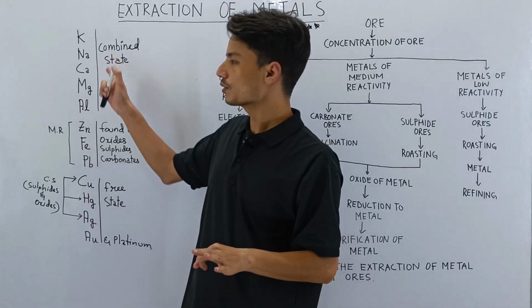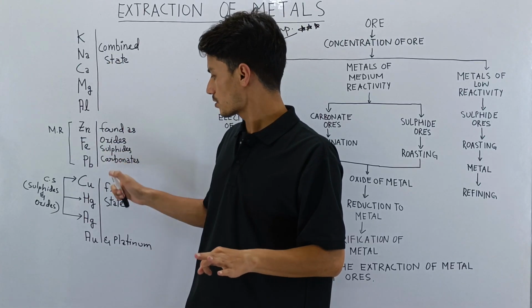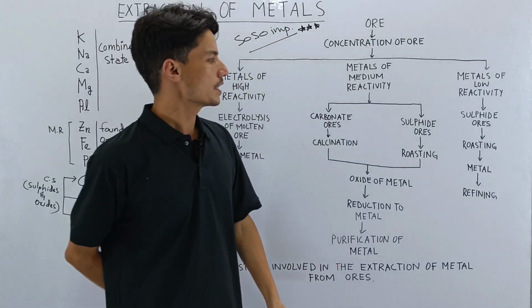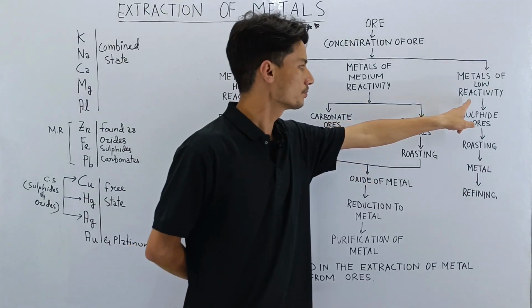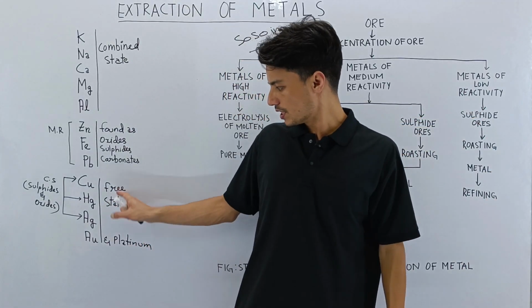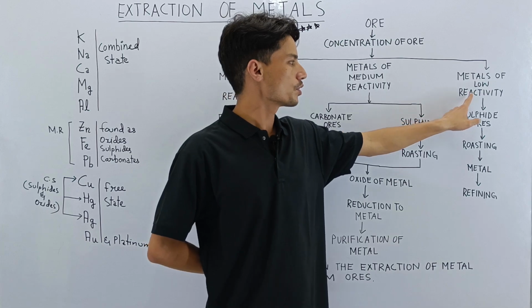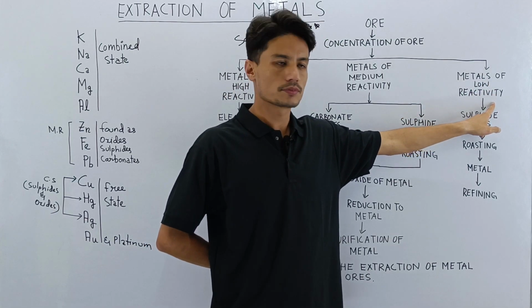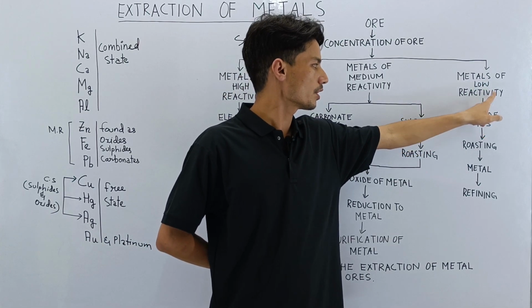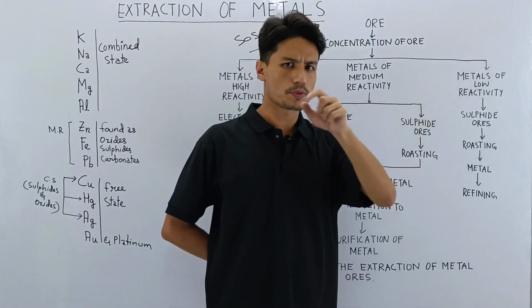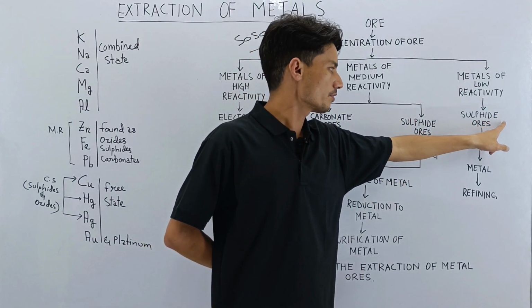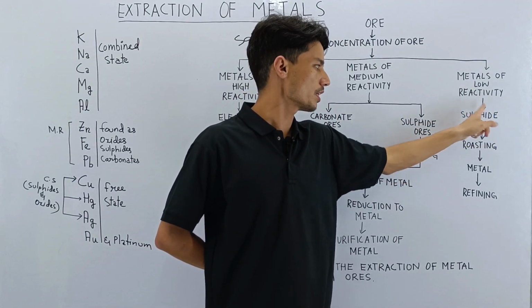So depending on what ore you got, either this or this or this, you have to select your method. Suppose you got one of these four, then you are here. So you are dealing with metals of low reactivity. So what will you do? Now remember, metals of low reactivity, as per your syllabus, we'll be dealing with sulfide ores only.